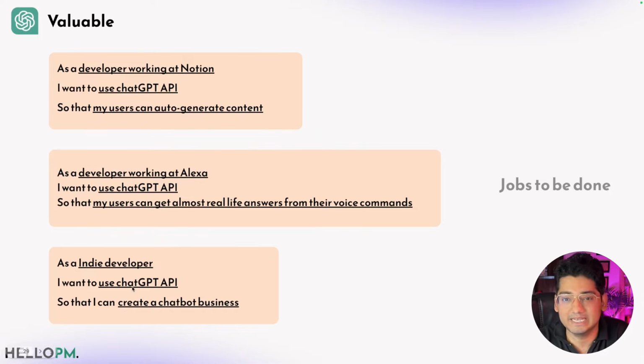And then the third one: maybe I'm an indie developer, an independent developer. I want to use the ChatGPT API so that I can create a small chatbot business. I can create a small business which builds chatbots through OpenAI's API and then sells them to small businesses out there.